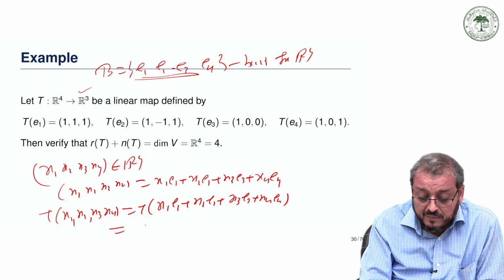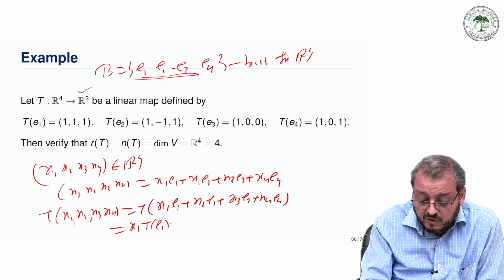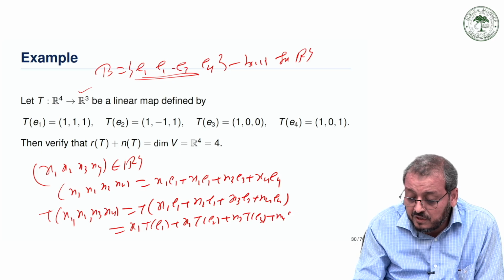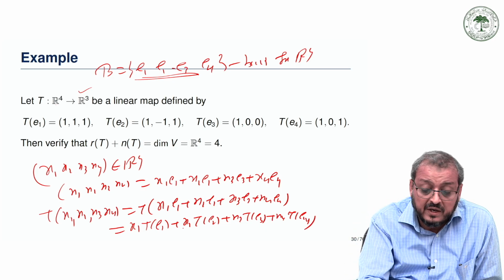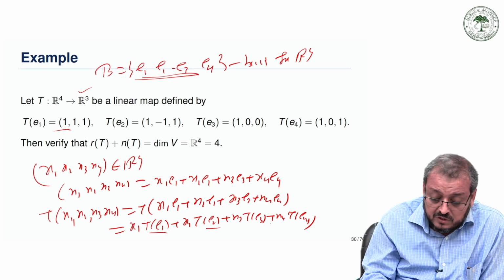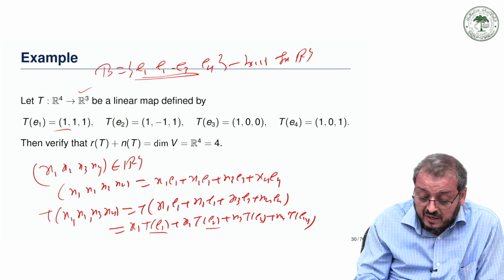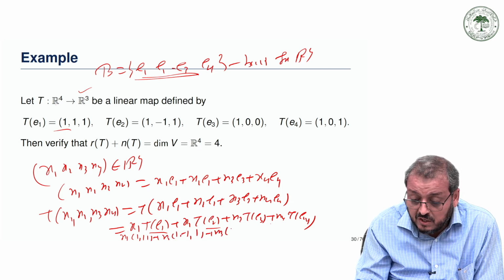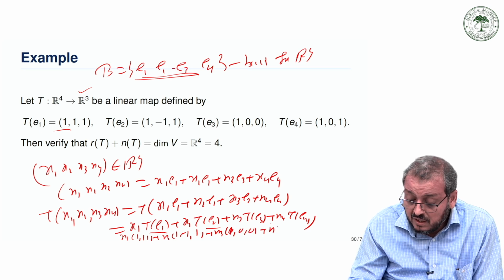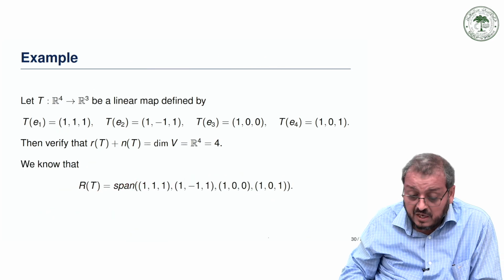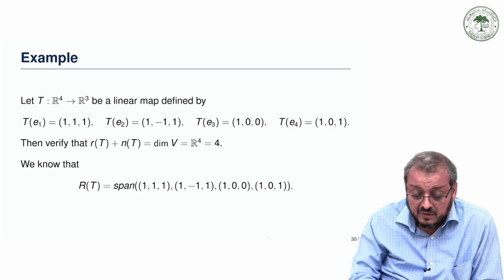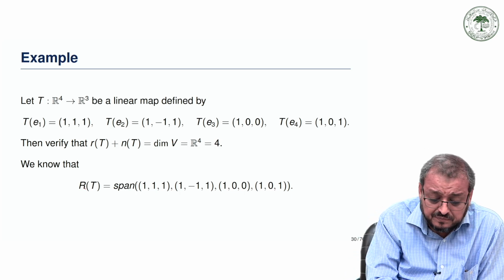Now T is given as a linear map, so we can use the linearity: x1 T of e1 plus x2 T of e2 plus x3 T of e3 plus x4 T of e4. We can write it into this form. Now we can substitute the values for e1, e2, e3. So we write x1 times (1, 1, 1) plus x2 times (1, -1, 1) plus x3 times (1, 0, 0) plus x4 times (1, 0, 1), and then we have to simplify this.